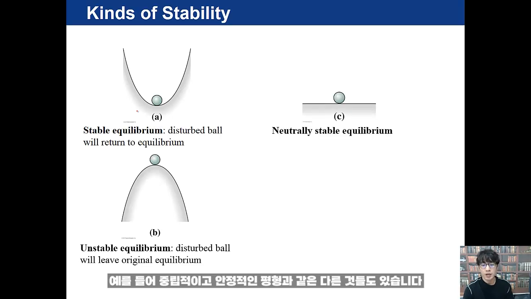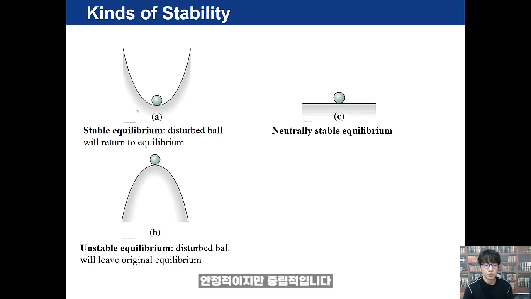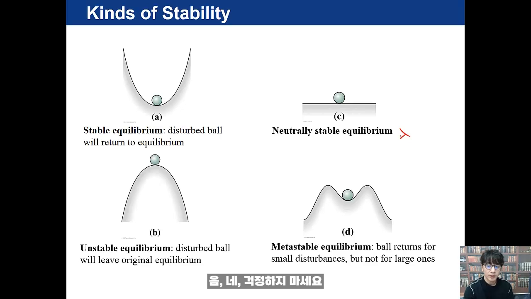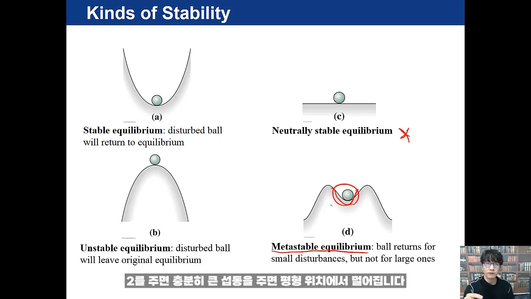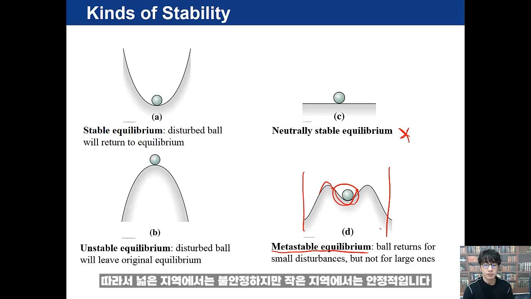There are other kinds, for example, neutral equilibrium. It's stable, but it's neutral. It doesn't go back, but don't worry about this. It's very confusing. But metastable equilibrium is stable, but only in local positions. If you give a large enough perturbation, then it'll go away from the equilibrium position. So over a large area it's unstable, but only in a small area it's stable. This kind of equilibrium we call metastable.